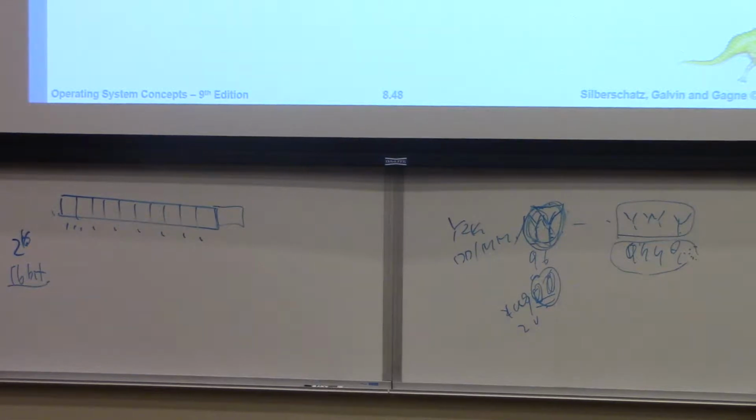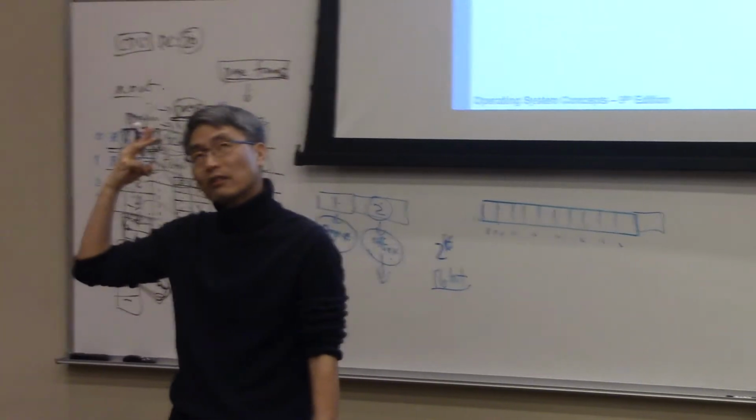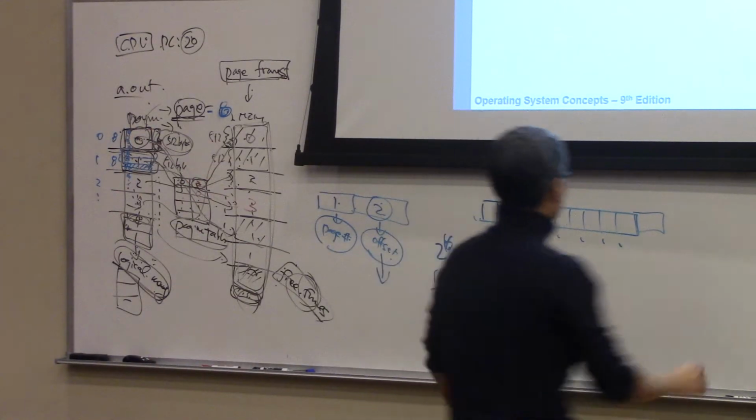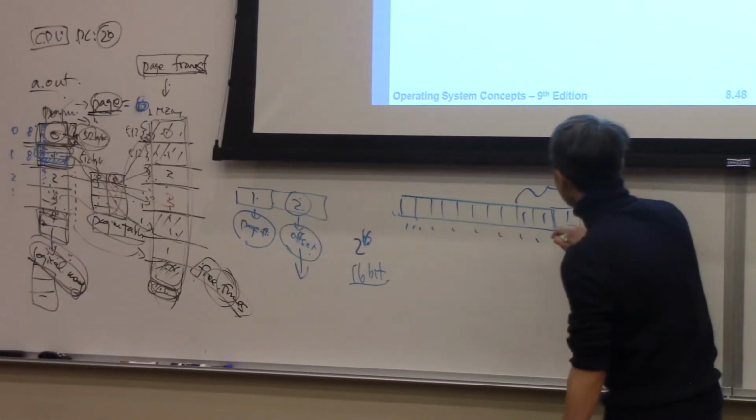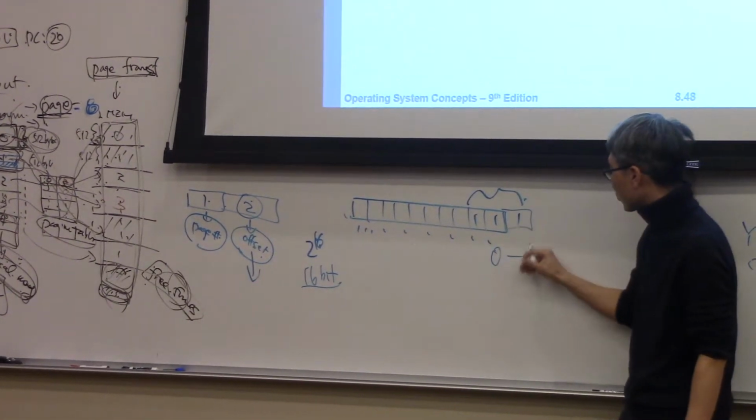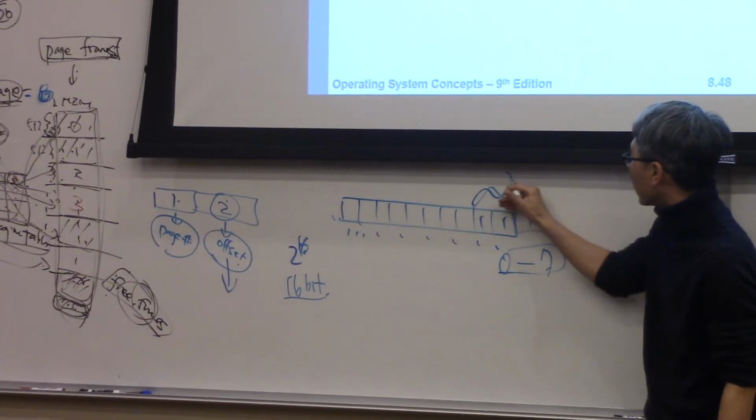Then at this time, the offset. What is the maximum size of the offset? It depends on the size of the page. Okay? So for example, if we are using 8 bytes as the page size, how many bits do you need to represent the 8? 3, right? So 3 is enough. 111 is the 7th. So 0 through 7. So we need 3 bits.